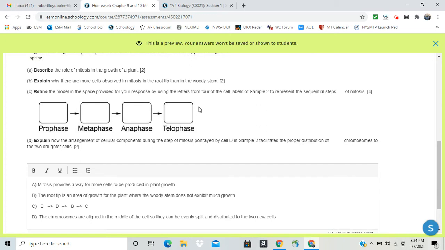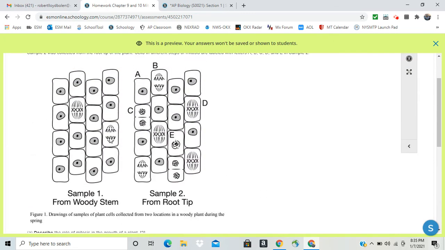Letter B asks you to explain why there are more cells observed in mitosis in the root tip, and that's because the root tip is an area of growth. If you see a lot of mitosis going on in an area, that means that it's actively growing, and there's an increase in the number of cells in that area. The woody stem doesn't exhibit much growth, and we know that because in this woody stem there are only a couple of cells that appear to be in mitosis. The rest of these cells are in interphase.